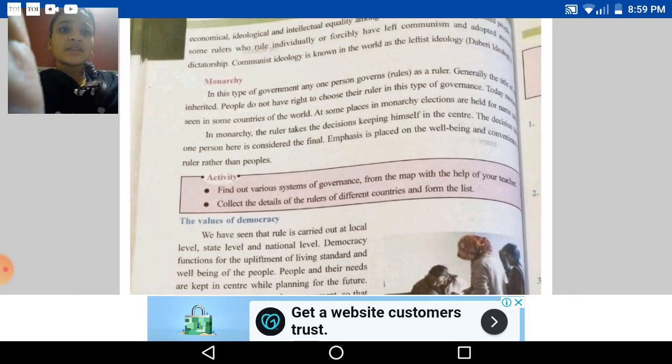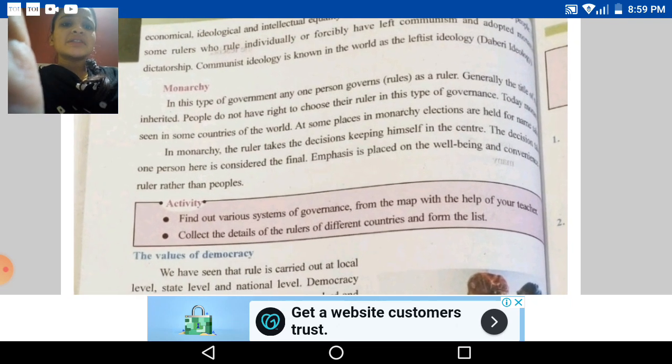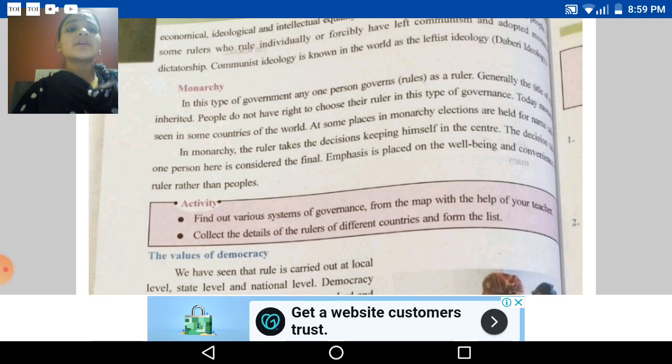Now, monarchy. In this type of government, any one person governs as a ruler. Democratic means of the people, by the people, and for the people. Communist means all equality is there. So what is monarchy? Only one ruler governs the country. An example we can take is a king, because he is the only ruler.